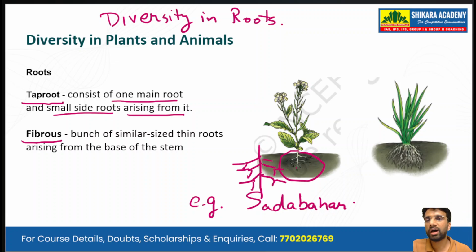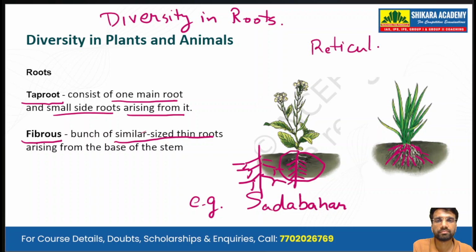Fibrous roots, on the other hand, are a bunch of similar sized thin roots. They are fiber-like roots arising from the base of the stem. In the case of taproot, there was a main root and the other roots came out of the main root. Sadabahar plant has a taproot and its leaves have a reticulate venation. Lemongrass has fibrous roots and its leaves have a parallel venation.